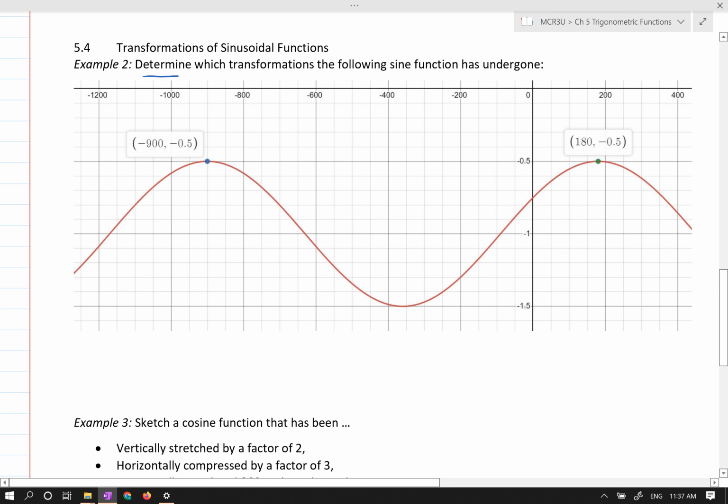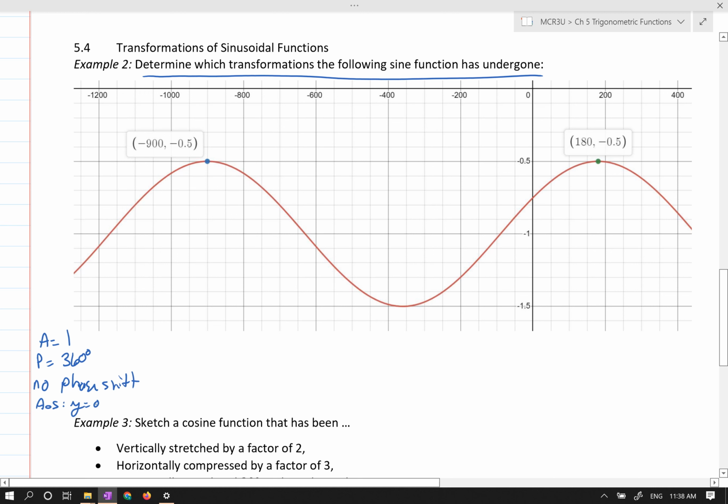Example 2, we want to determine which transformations this sine function has undergone, because we know our original sine function has an amplitude equal to 1, a period of 360 degrees. It has no phase shift, and we know that it has an axis of symmetry at y equals 0. So we need to come up with the new characteristics, and then we can go through exactly the same process that we went through up here to determine what kind of transformations could have gotten us there.